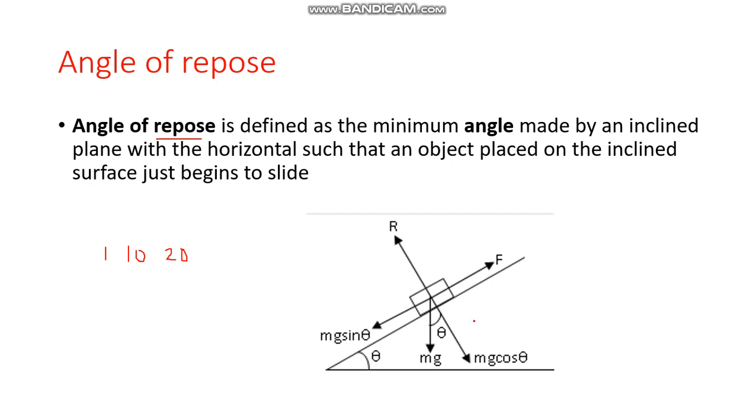In this diagram you see this block, and we have found out the components of the force. mg is acting downward. If this angle is theta, this angle is also theta. We have done this earlier also in the class. So if this is mg, this will be mg cos theta, this will be mg sin theta, two components. And this is the normal reaction. If the block is sliding down, the friction force will act in the upward direction. It will always oppose the motion.